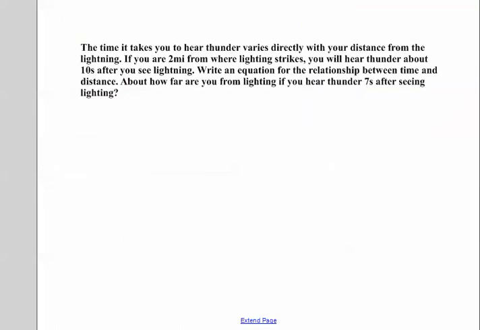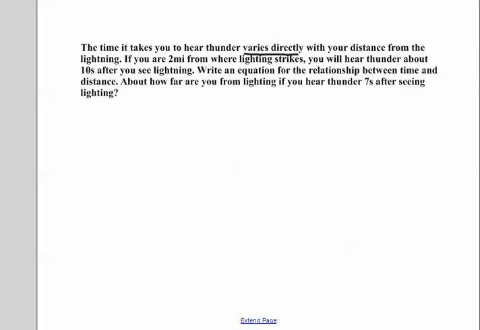Very simple. Now, when you are doing direct variation, a lot of times there are story problems that go along with this stuff. So key words in story problems are "varies directly" or "directly proportional." If you have those words, then that indicates y equals kx. So when I read this: the time it takes you to hear thunder varies directly with your distance from the lightning. If you're 2 miles from where lightning strikes, you will hear thunder about 10 seconds after you see lightning. Write an equation for the relationship between time and distance. About how far are you from lightning if you hear thunder 7 seconds after seeing lightning?